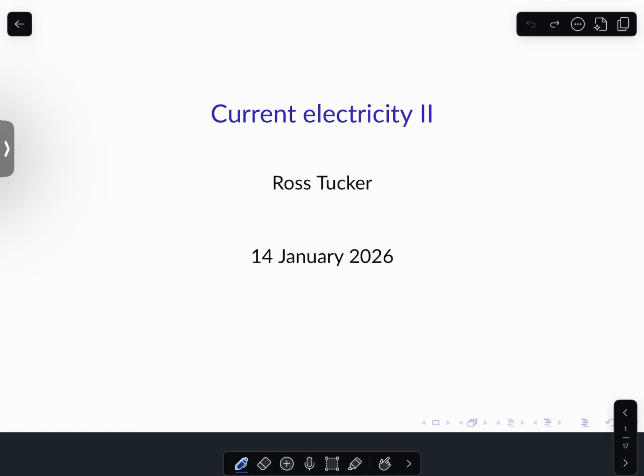Current Electricity 2. Today I have two big goals. There will be a couple of different equations, but the big things I'm looking at are voltage and resistance. There will be other terms that I bring up. They are all in order to understand voltage and resistance.